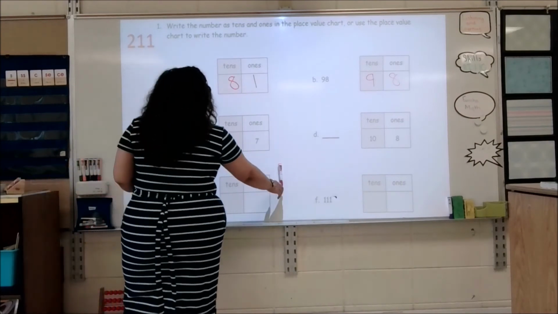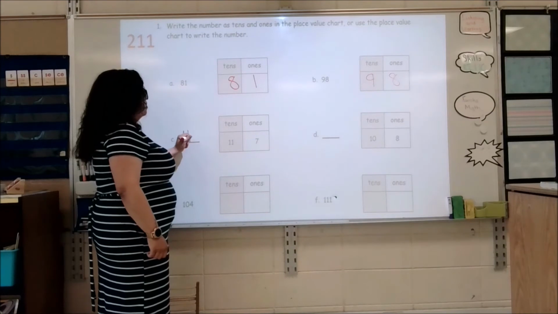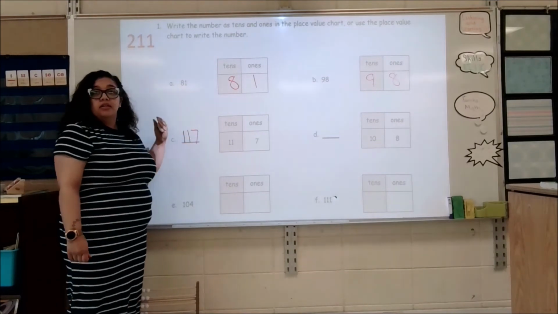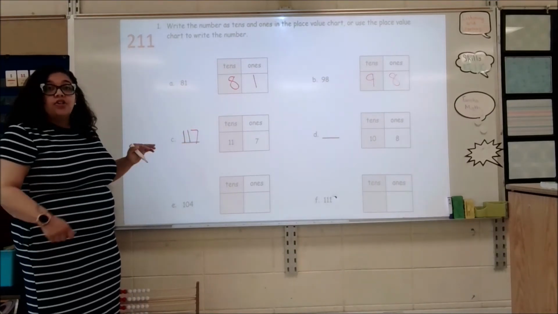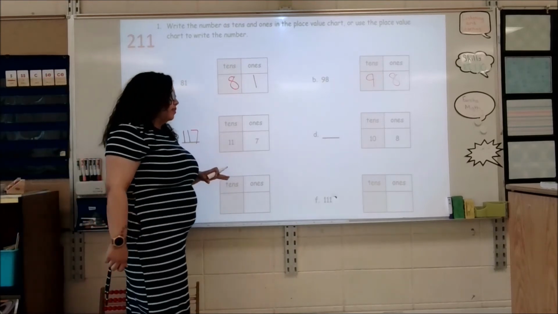Just like we wrote the digits next to each other to bring them together, let's do that here. 11, 10, 7 is 117. Good job. How about this one?